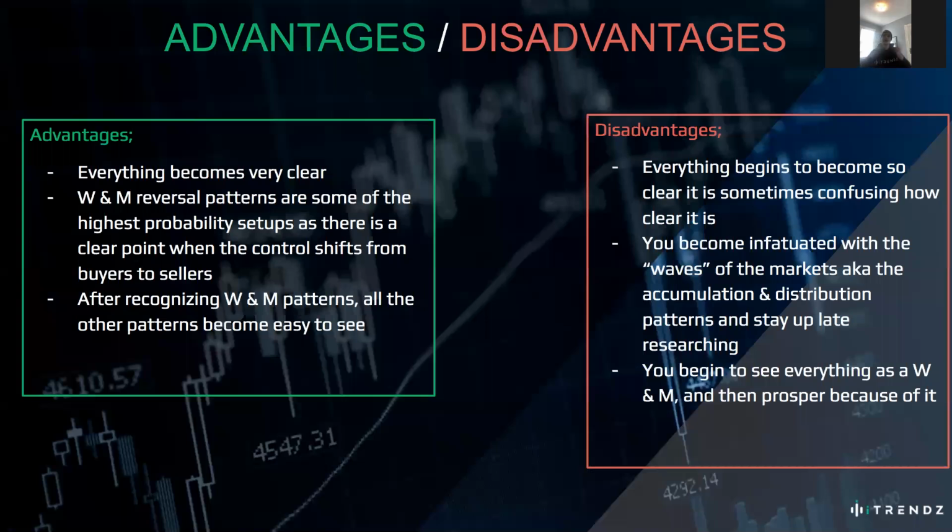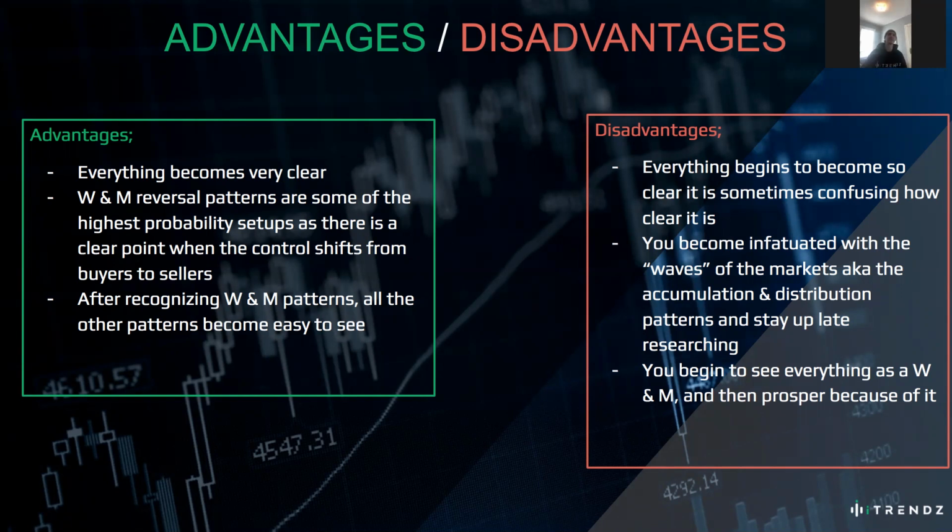So moving on, what are the advantages of knowing and trading W and M patterns? Well, one, everything becomes extremely clear. W and M pattern reversals are some of the highest probability setups, as there is a clear, definitive point when there is a shift in control from the buyers to the sellers or from the sellers to the buyers. After you recognize W and M patterns, all the other patterns become extremely easy to see. That's also a great advantage of trading W and M patterns.